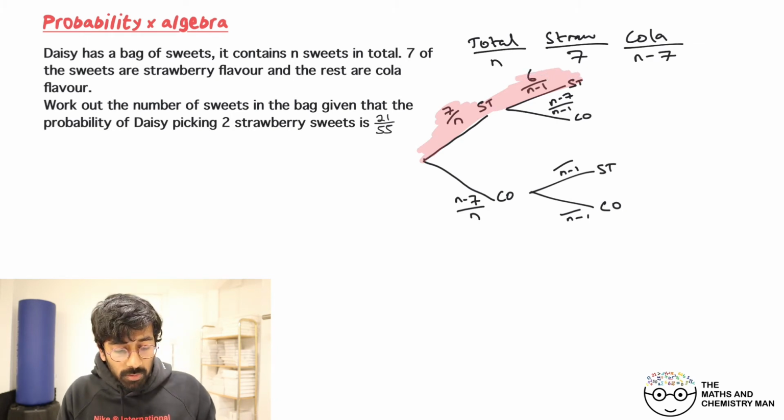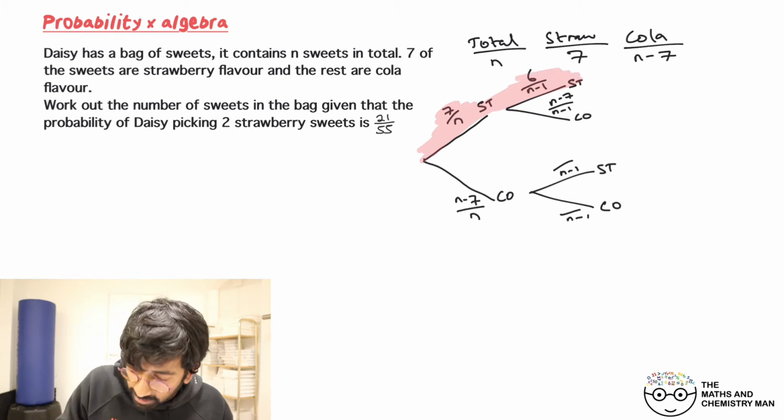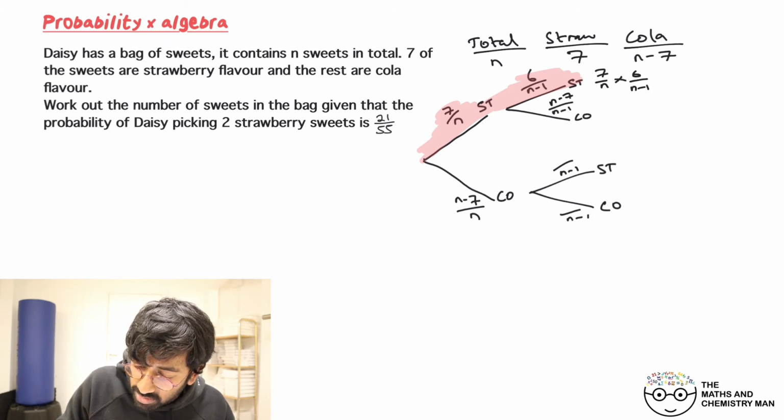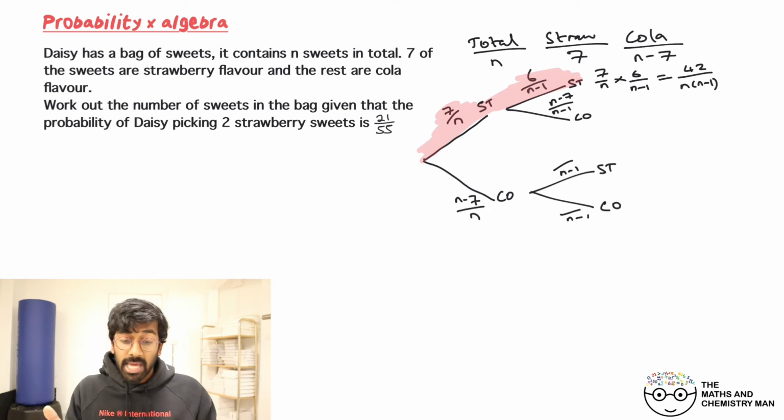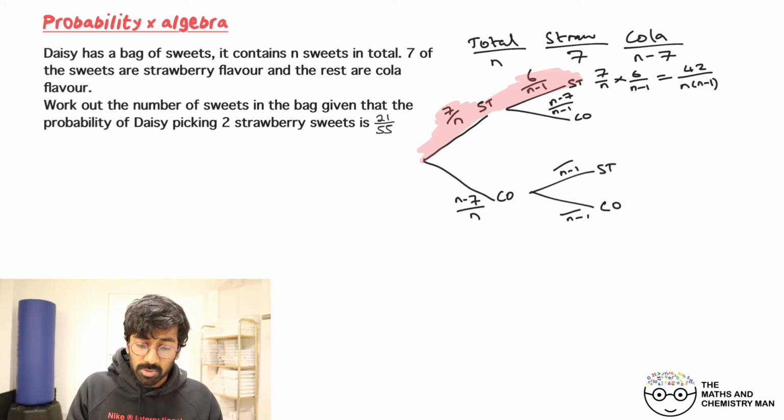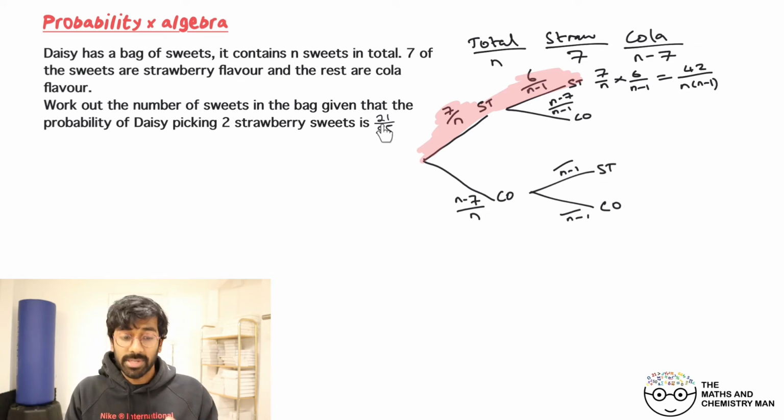And what do we do? Well, if we multiply those 2 together, so 7 over N times 6 over N minus 1, that would give us 42 over N times N minus 1. So that's the probability. And what were we told? We were told the probability was actually equal to 21 over 55. So now we can set those equal to each other.